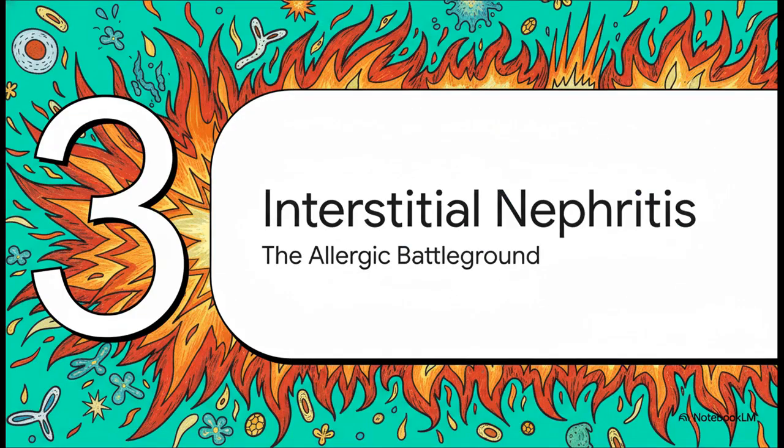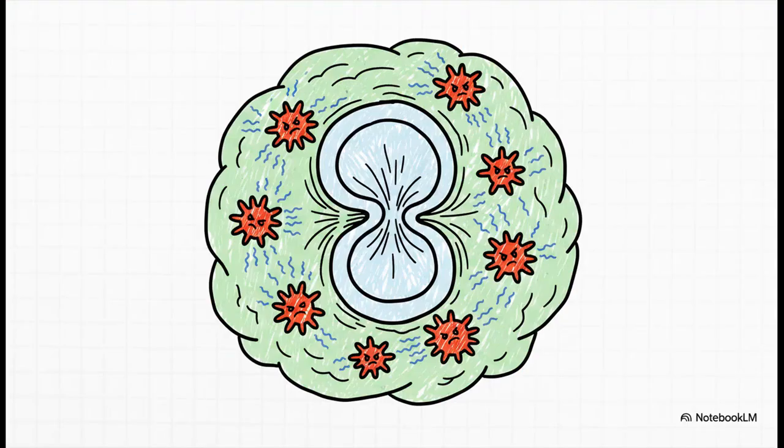All right, part 3, acute interstitial nephritis, or AIN. Think of this as the allergic battleground. Unlike the internal blockade we saw in ATN, AIN is more of an external squeeze. An antigen enters, binds to a protein, and triggers a massive T-cell hypersensitivity response. This floods the interstitium with cytokines, causing severe edema that literally pinches the tubules completely shut from the outside.